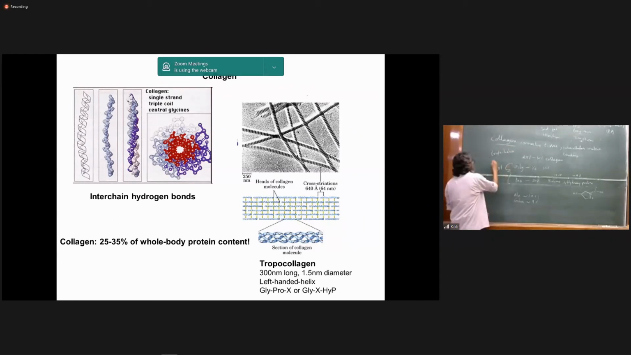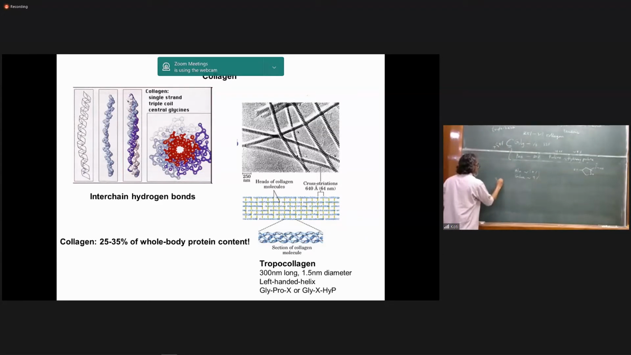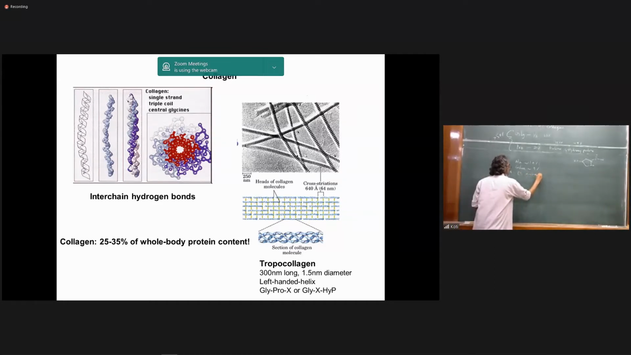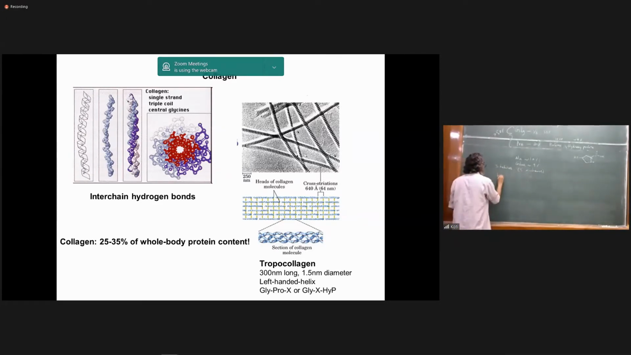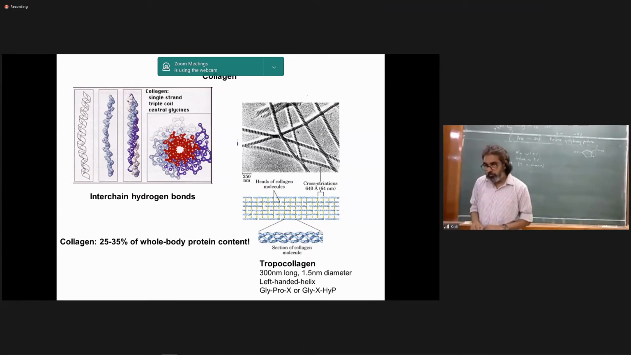Okay, so basically three helices together. These are called alpha chains. Mind you, alpha chains, not alpha helices. Each helix is left-handed. Then three such helices come together to form a superhelix.